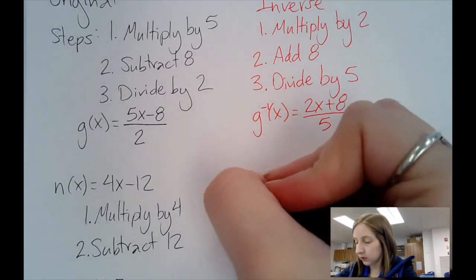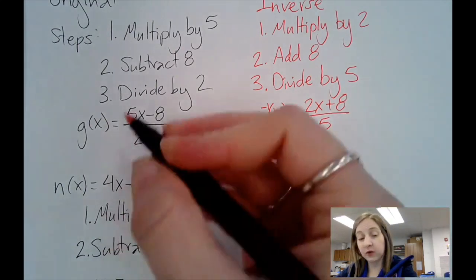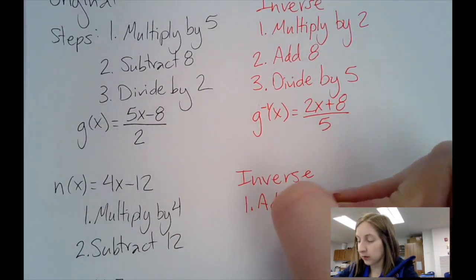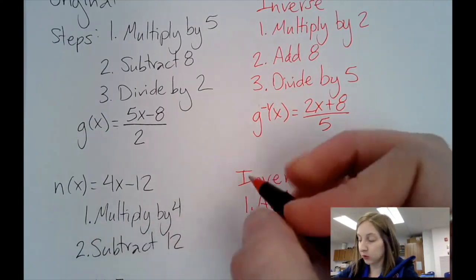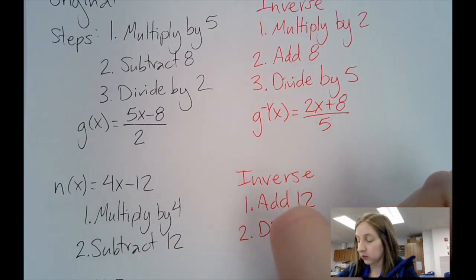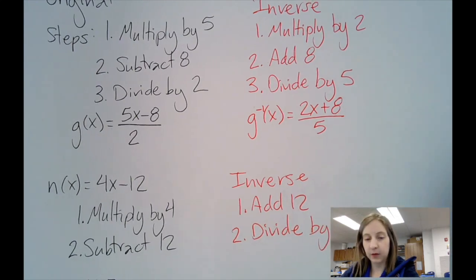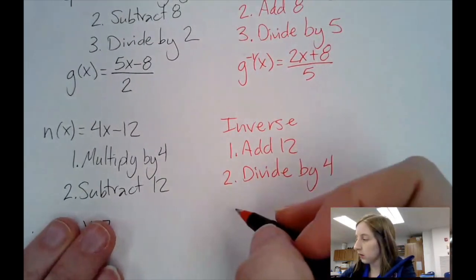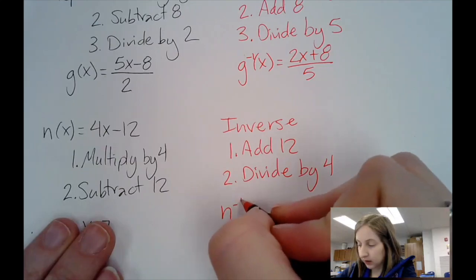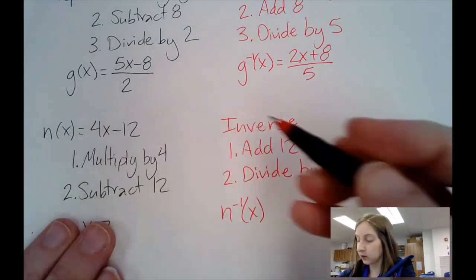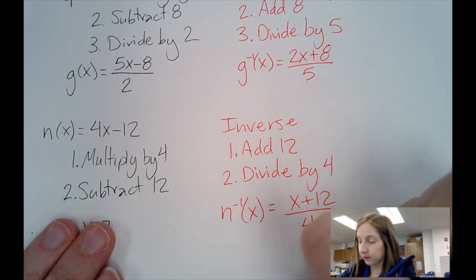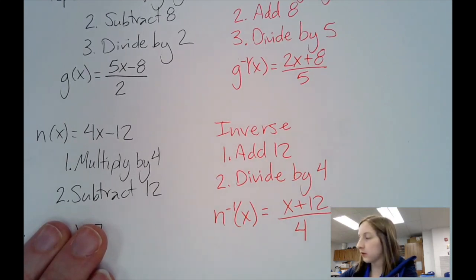So for the inverse, I'm going to reverse the process and undo everything. I'm going to undo subtract 12, which means I'm going to add 12. I'm going to undo multiply by 4, which means I'm going to divide by 4. And then so I would write that as n inverse of x. The inverse of this function is add 12 first, then divide everything by 4. So my inverse function is x plus 12 all divided by 4.